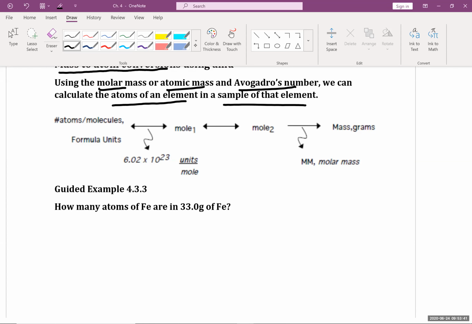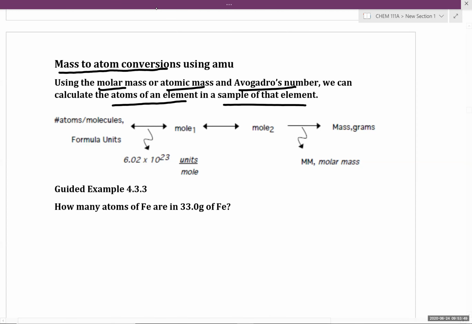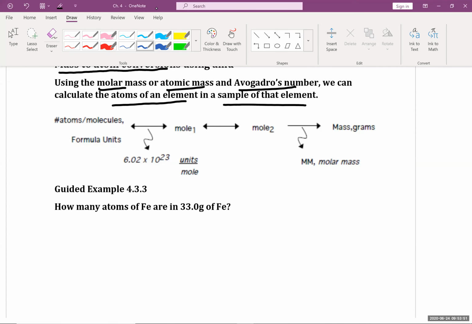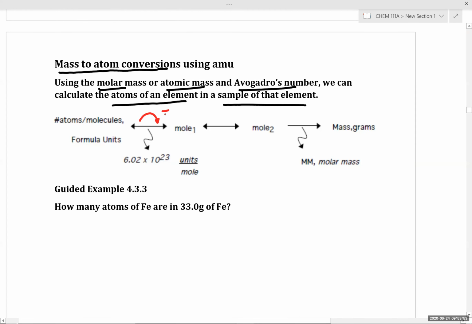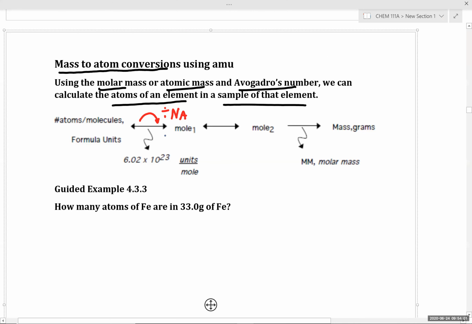So, just to fill in our problem-solving scheme once again, to go from atoms and molecules to moles, what we have to do is divide by Avogadro's number, which is 6.02 times 10 to the 23rd. If we want to go from moles to molecules or atoms, we multiply by Avogadro's number.